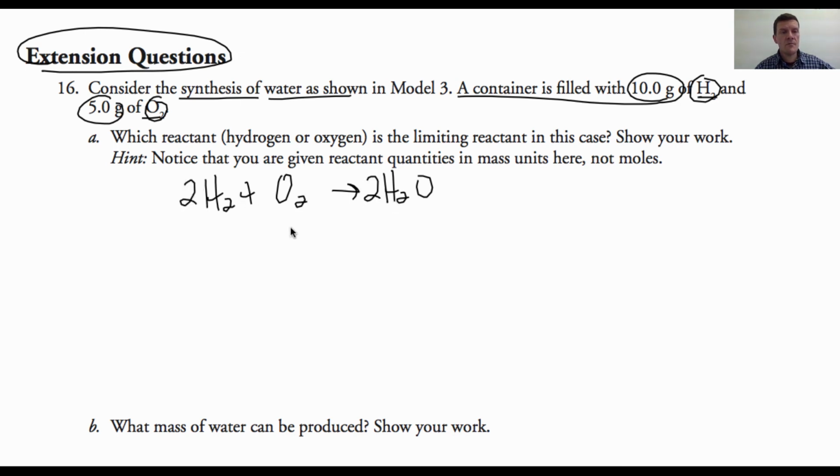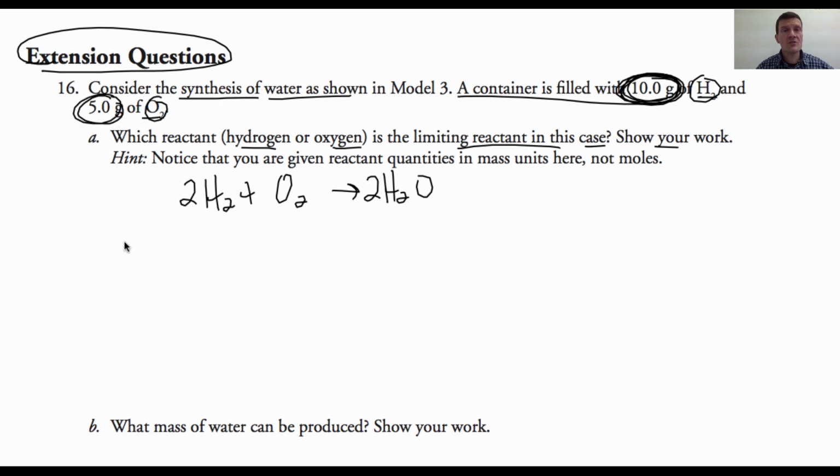2, 1, 2. Which reactant, hydrogen or oxygen, is the limiting reactant in this case? Show your work. All right, notice that we are given masses here. We're not given moles. Be very, very careful here. This is 10 grams. This is 5 grams.